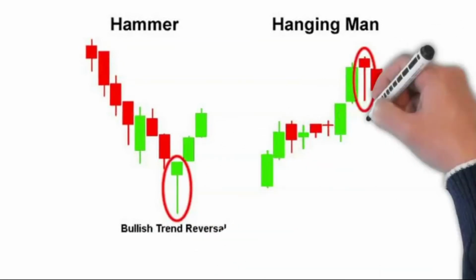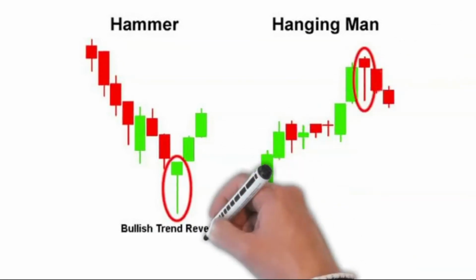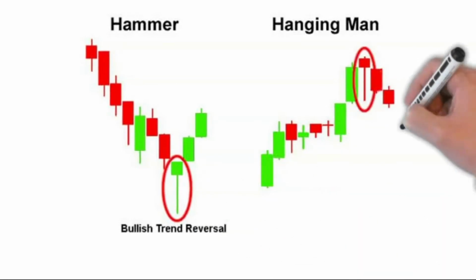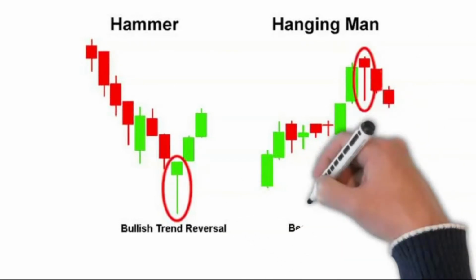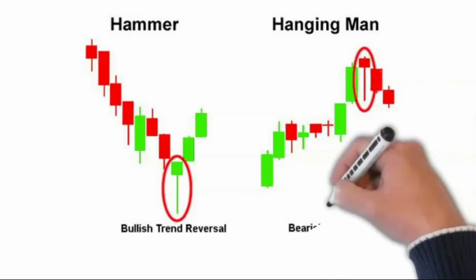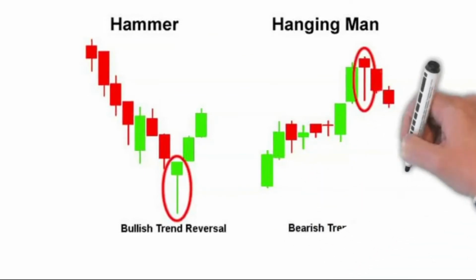Here are some tips on how to spot a hammer candlestick. The long shadow is about 2 or 3 times of the real body. Little or no upper shadow. The real body is at the upper end of the trading range.